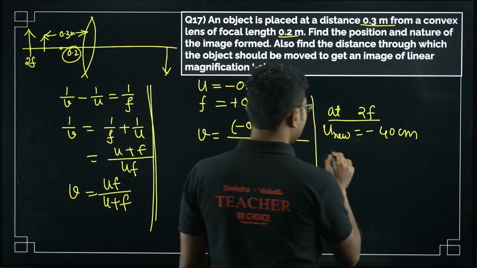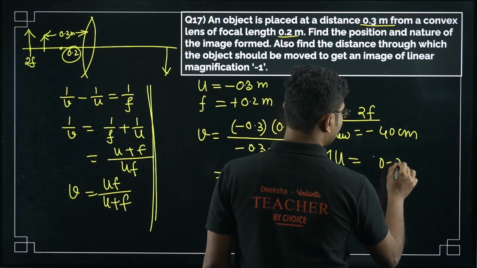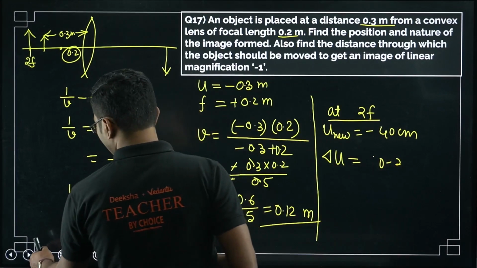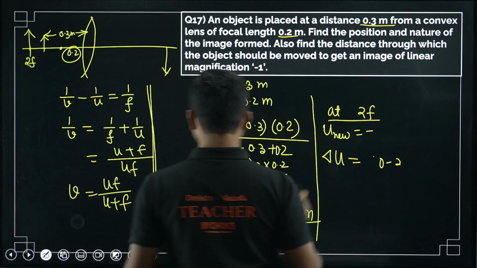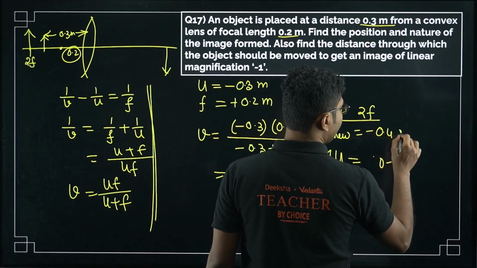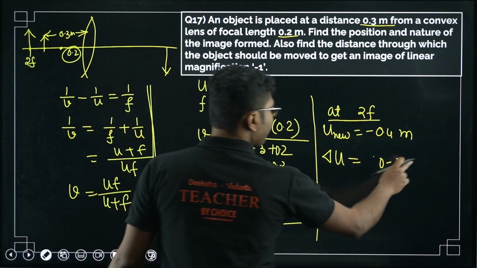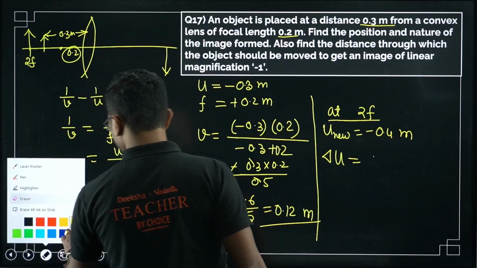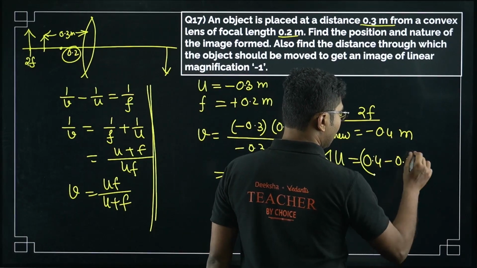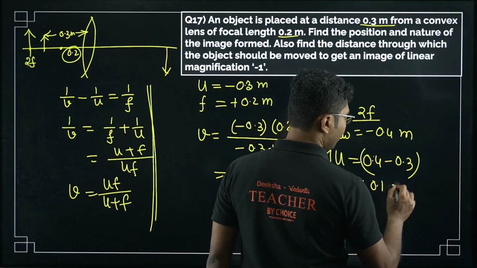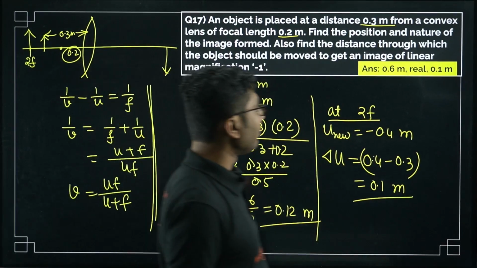So what is the displacement? Displacement delta u is 40 minus... no, because we are using meters, let me use meters only. 0.4 meters. Okay, 0.4 meter is basically 40 centimeter. Anyway, so the delta u will be 0.4 minus 0.3, that is 0.1 meter. So the object must be displaced by a distance of 0.1 meter.